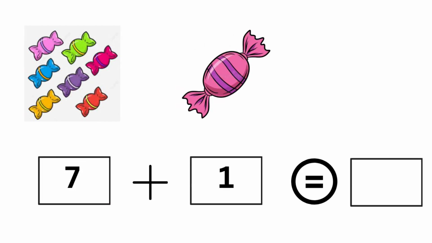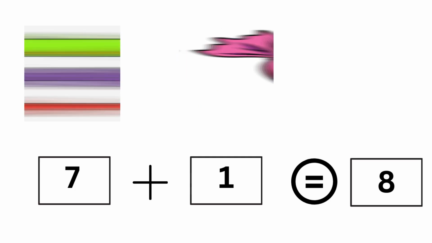Next, we have candies. I think you all love candies now. Count them. 1, 2, 3, 4, 5, 6, 7 plus 1 is equals to 8. We have 8 candies in total.